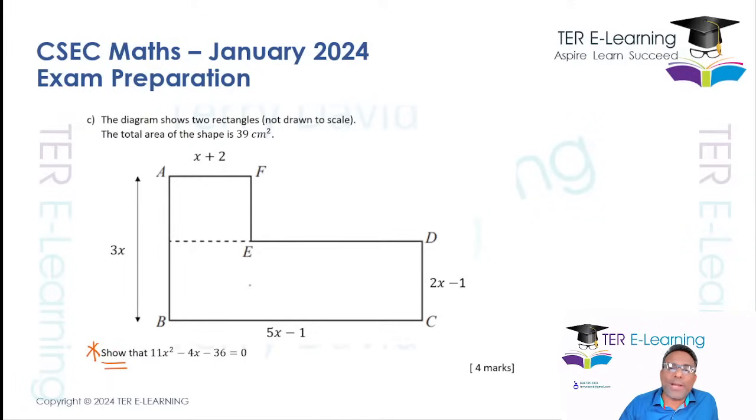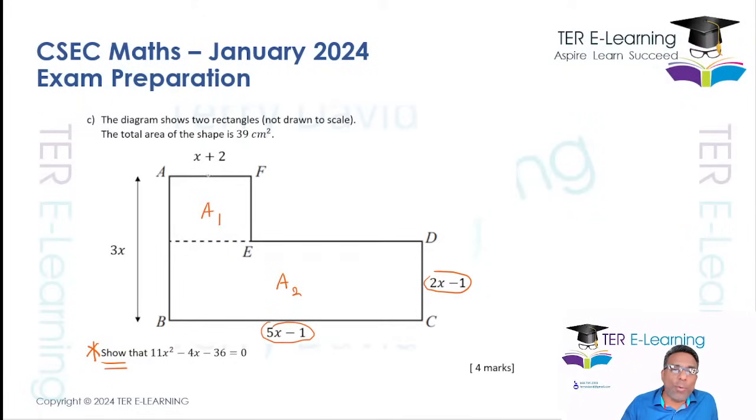Now, what I will do in a scenario like this: the area of the entire shape is 39, so I will break it up into two parts. I will call this area A1 and this area A2. Now, that means that I have two rectangles here, right? I know this length and I know this length, so I can multiply those two and figure out the area A2.